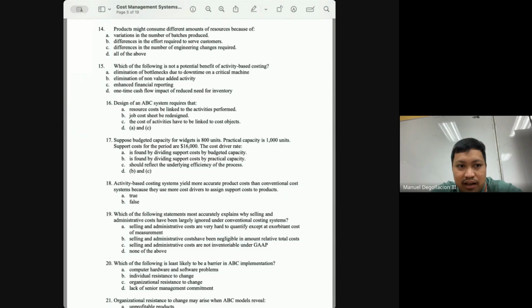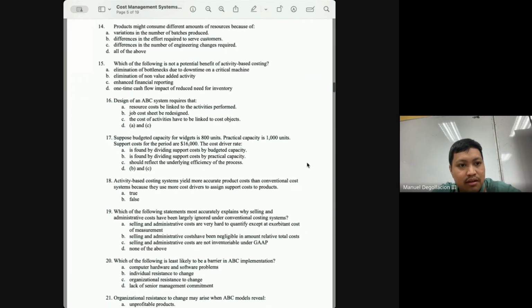Number 16, the design of an ABC system requires that, Letter A is correct. Resource costs be linked to the activities performed, and that the cost of activities have to be linked to cost objects. So the answer for number 16 is Delta.